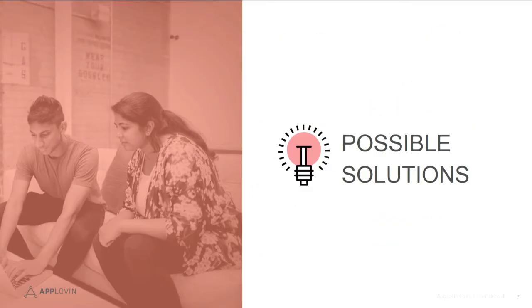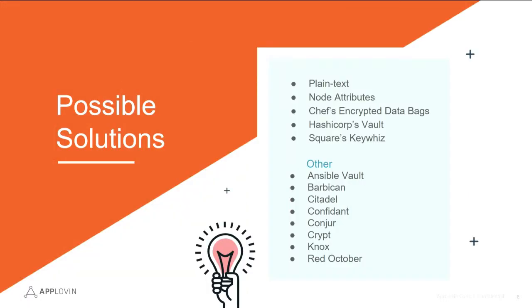So what are the possible solutions? Of course, you can store your credentials in plain text. You can put it in your node attributes, Chef encrypted data bags, HashiCorp Vault, which is pretty popular, Square Keywhiz, and there are other solutions out there, but we're not going to go through those. We're going to go through the 5 that are on the list.